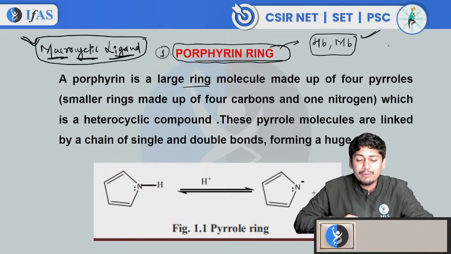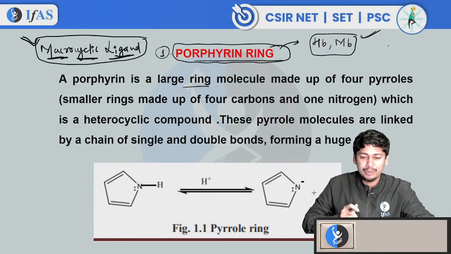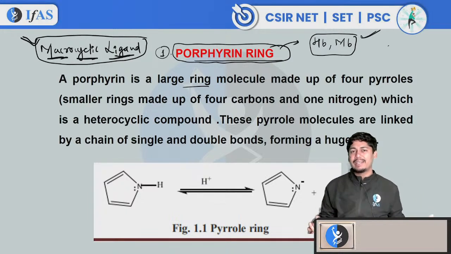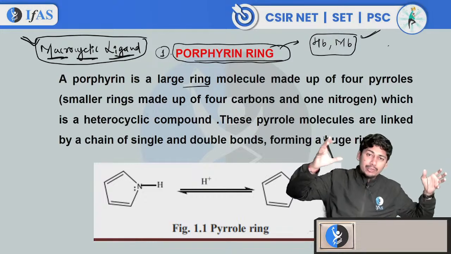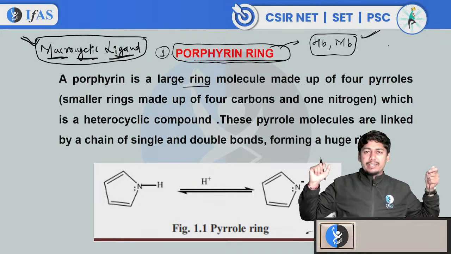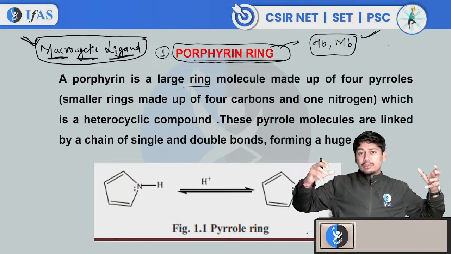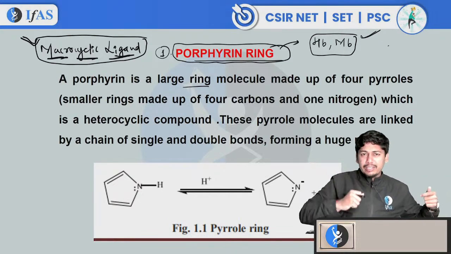Vasu is saying, sir, macrocyclic ligands are the ligands which coordinate with the metal to form large cyclic cage compound. Yes, very good, Vasu. So macrocyclic ligands are very large ligands, and when they combine with the metal, the coordination complex formed becomes more stable than with the chelating ligands.